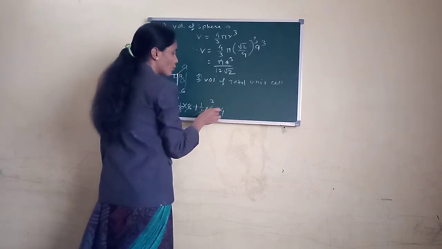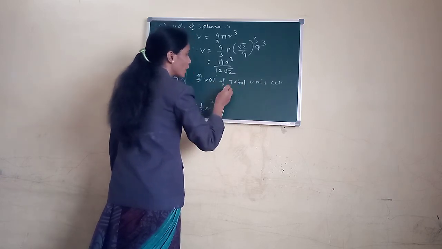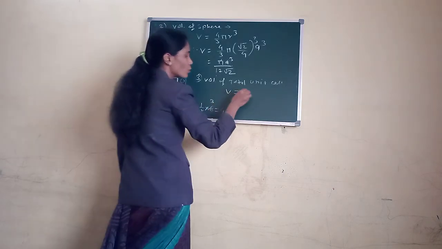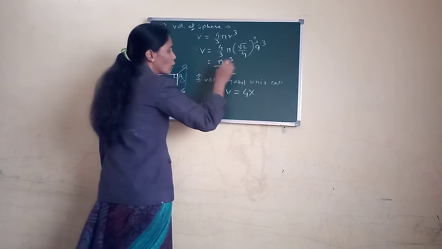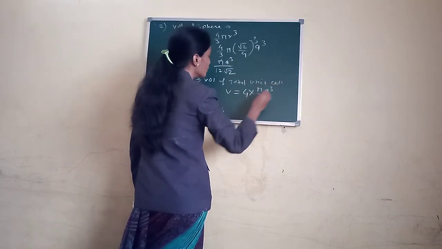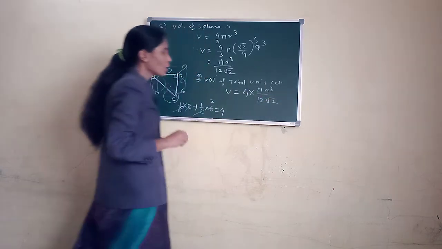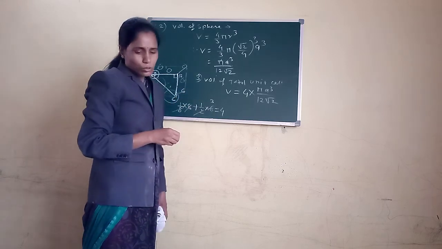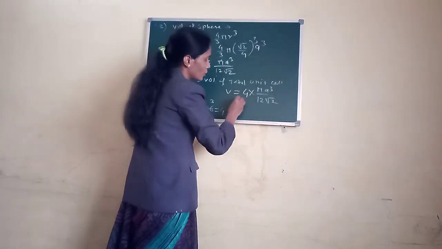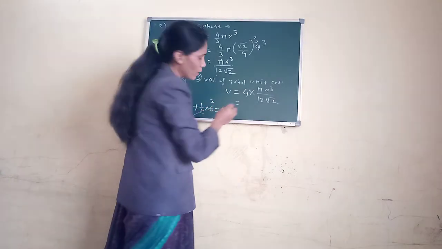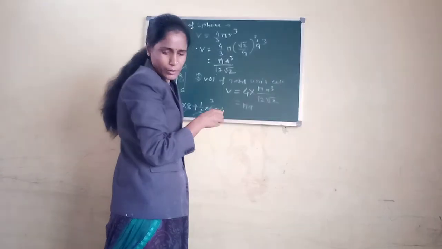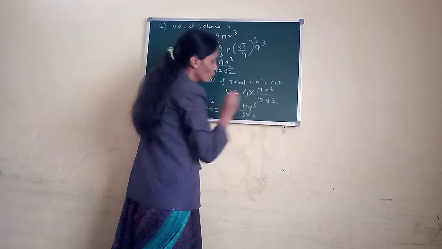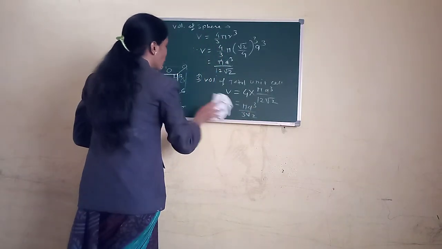The volume of the unit cell is equal to 4 particles into the volume of one sphere, that is 4 into pi A cube upon 12 root 2. By simplification we get pi A cube upon 3 root 2. This is the volume occupied in FCC.